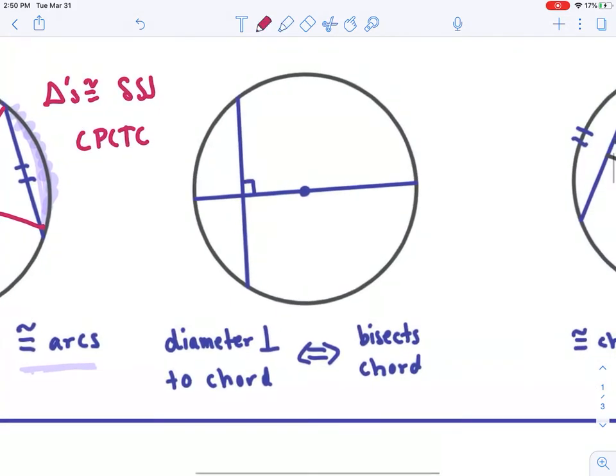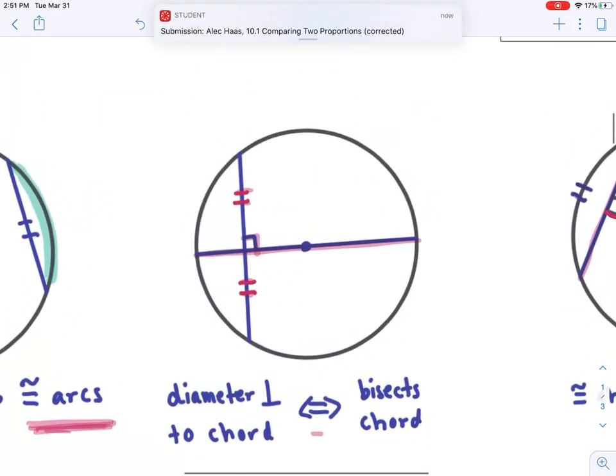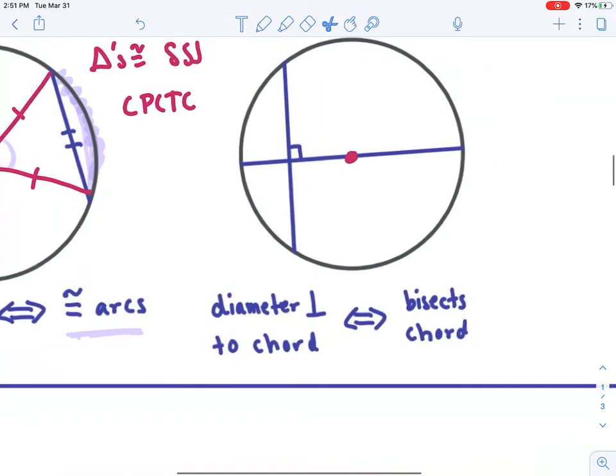How about this one? Okay, the diameter is perpendicular to the chord. That's what I've got in here. This is a diameter. I know it's a diameter because it goes through the center, so that's safe to assume it's a diameter. Oftentimes it'll say circle O, and then you know that center will be labeled. Okay, it's perpendicular to the chord. Prove that it bisects. Prove that those pink marks are there, that it bisects.